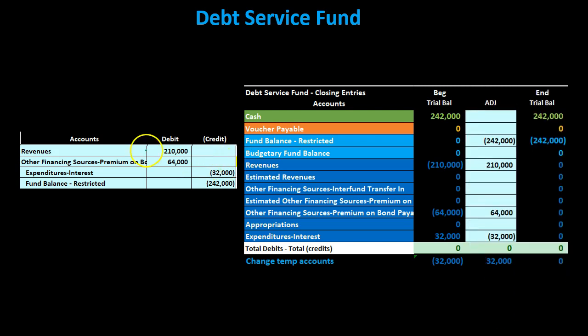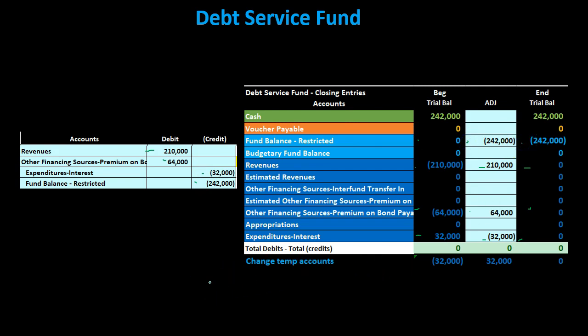Posting that out then, we've got the 210. So here's the 210 credit. We debit it, making it go down to 0. Here's the 64,000. We're going to debit it to make it go down to 0. We have the expenditures. It's got a debit in it. We're going to credit it to make it go down to zero. The difference then going to the fund balance restricted. That goes up top, fund balance restricted with a credit. And of course, that's what's left over.